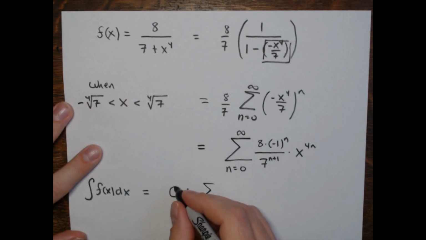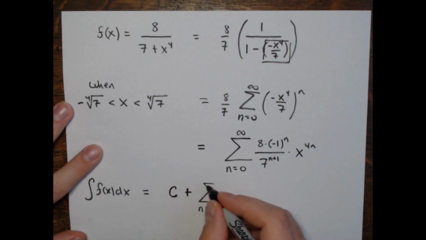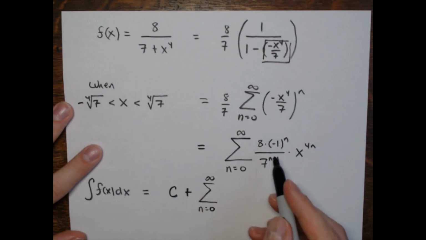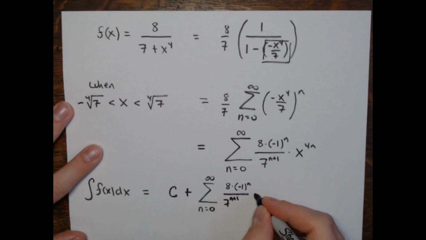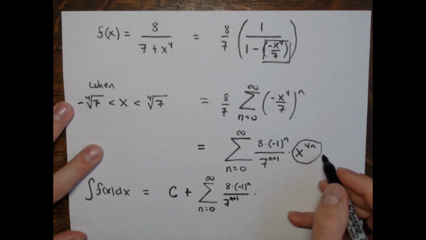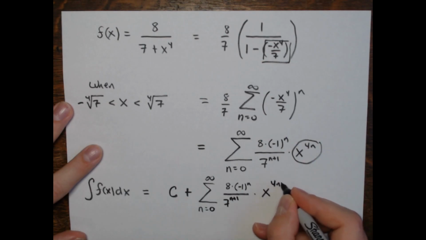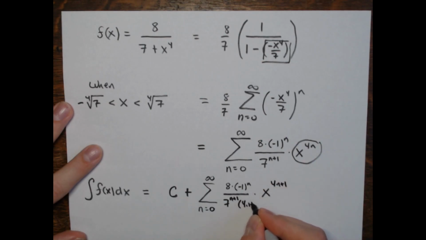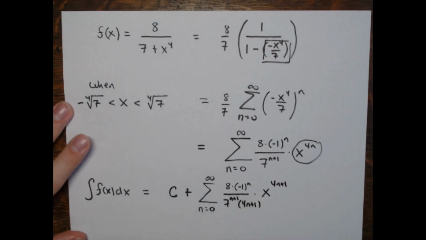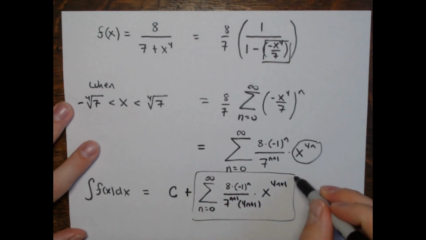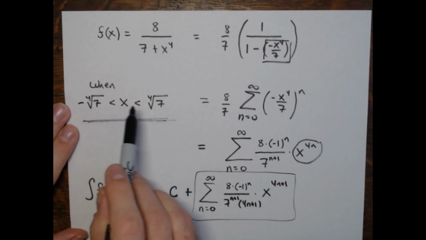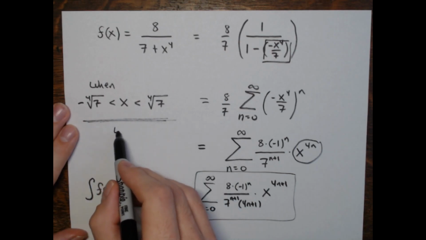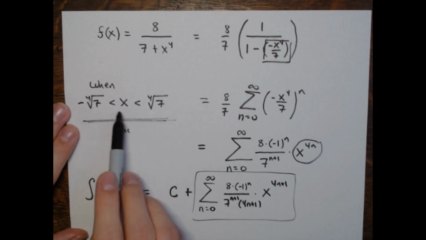But integrating, I'll have some constant of integration plus, then the sum from 0 to infinity still, and then I got my coefficients, 8 times negative 1 to the nth over 7 to the n plus 1. And then when I integrate this power of x, all the powers of x here, you got x to the 4n plus 1 power, and then divided by 4n plus 1, so I'll put the quantity 4n plus 1 in the denominator here. And here you go, right? This is what they want us to enter. And this should be the interval of convergence. We'd have to check the ends, of course. All right, check the ends, but this should be the interval of convergence.